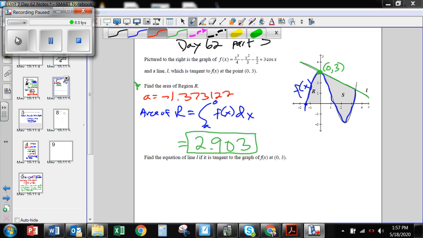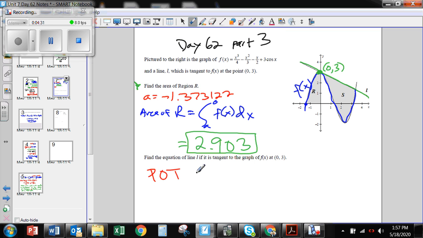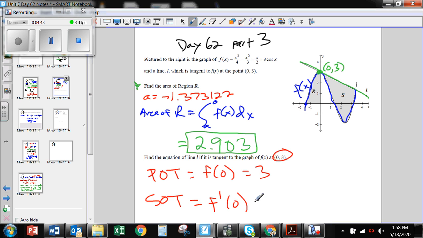All right, let's look down to the next part. The next one wants us to find the equation of the line L if it is tangent to the graph of f of x at (0, 3). So I now need to find the point of tangency and the slope of tangency. The point of tangency they gave me: that's (0, 3). What is the slope of tangency? That means if I find the derivative of f and substitute in the 0, whatever the value of the derivative at that point is represents the slope of the tangent line.